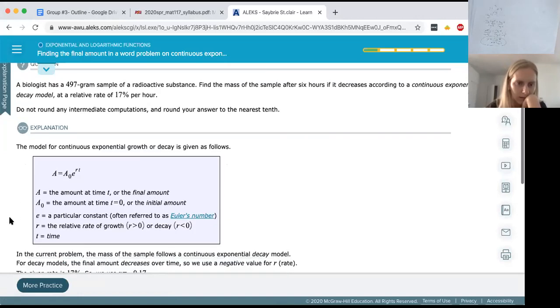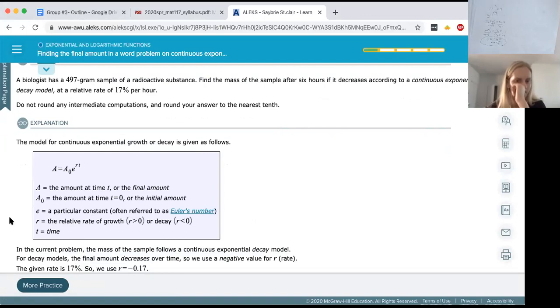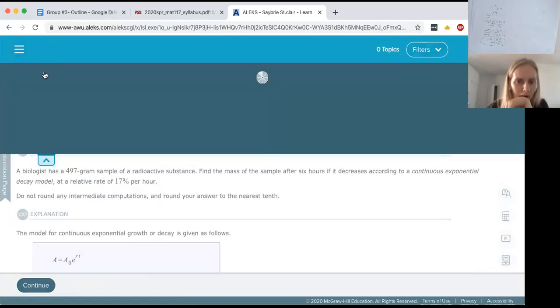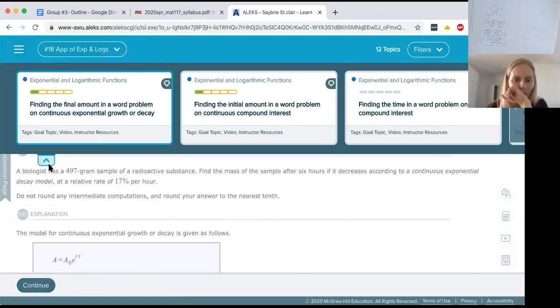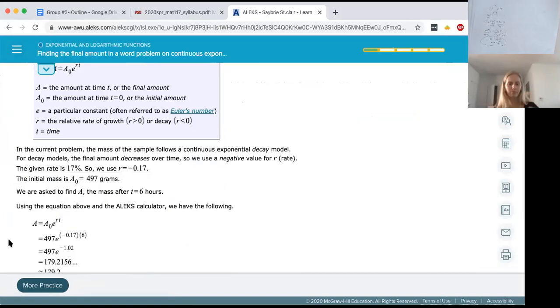Yeah. So I think these are the ones where you're just plugging in the numbers, right? Yeah, let me double check. All right, so you got 497, that's A to the zero. You got E, which is E. You got the rate as a percent. It looks like if it's decay, R is negative. If it's growth, R is positive. Are you seeing that right there? The percent? Yeah. So you can't just plug in 0.17. You got to look at the words to see if it's growth or decay.